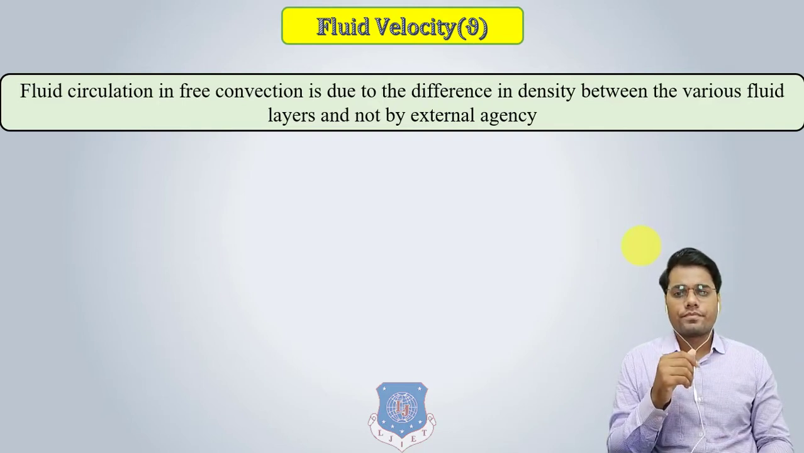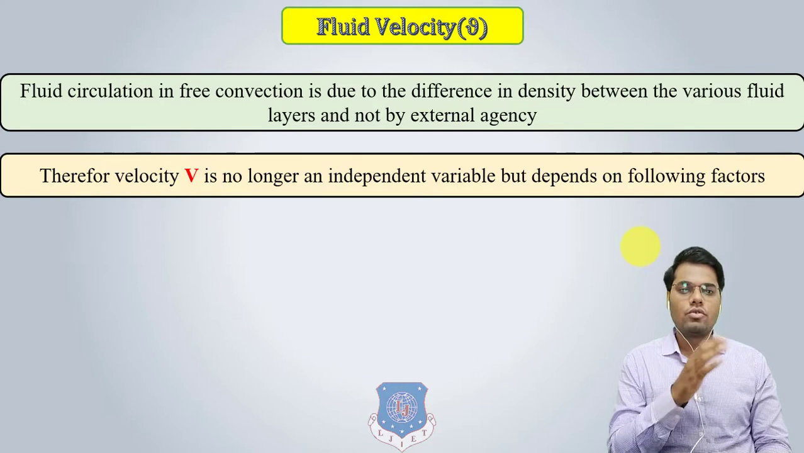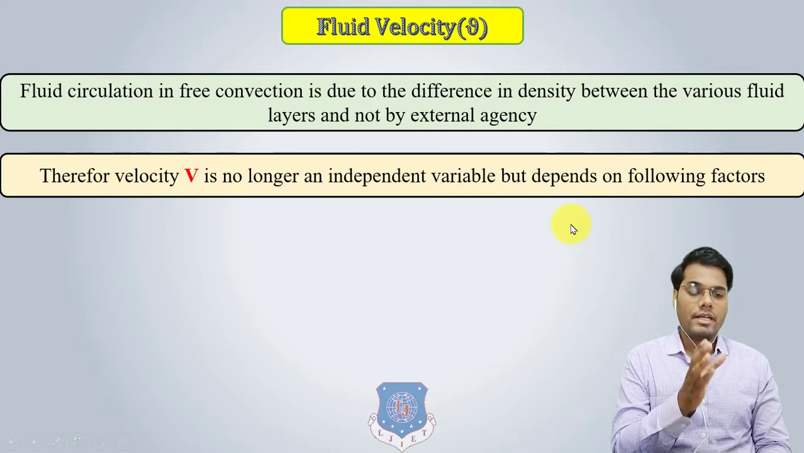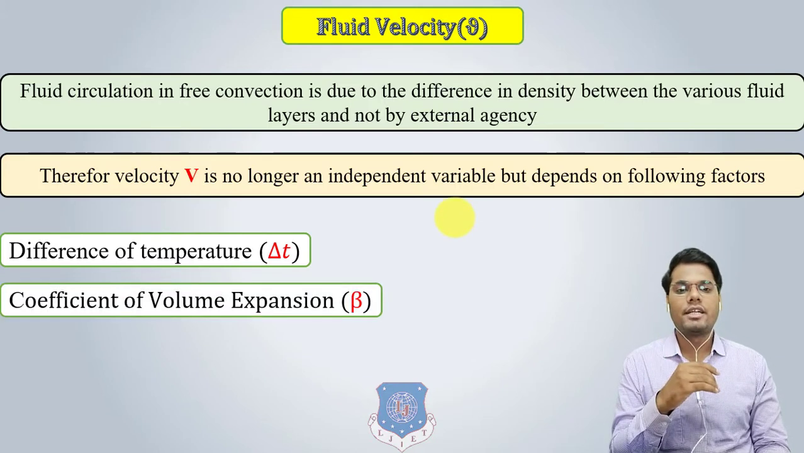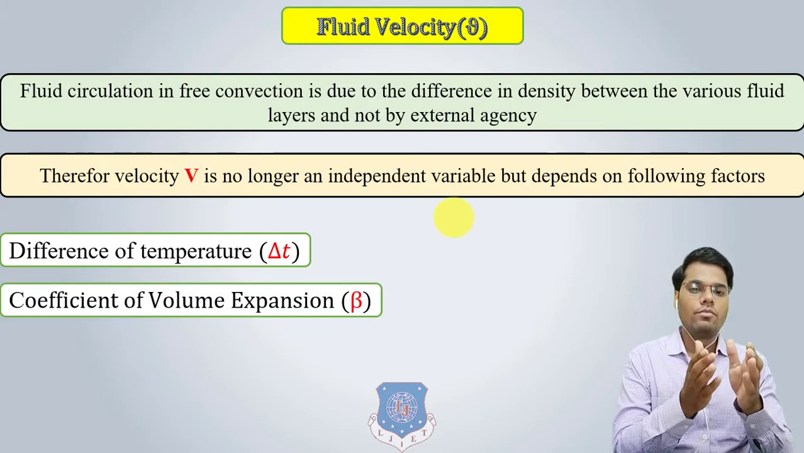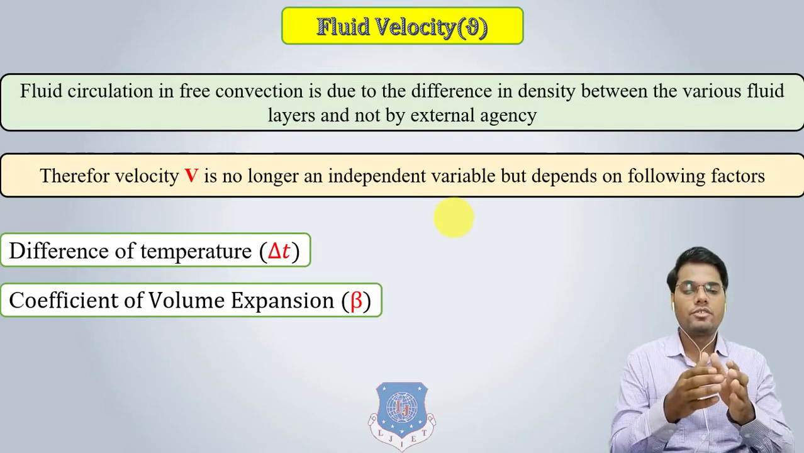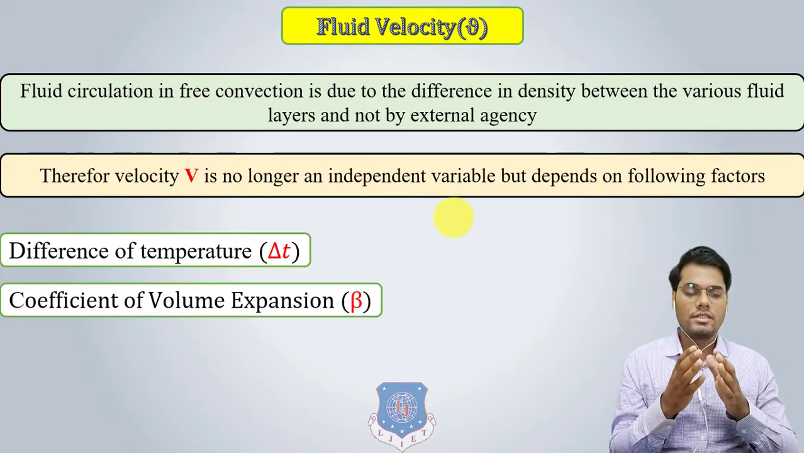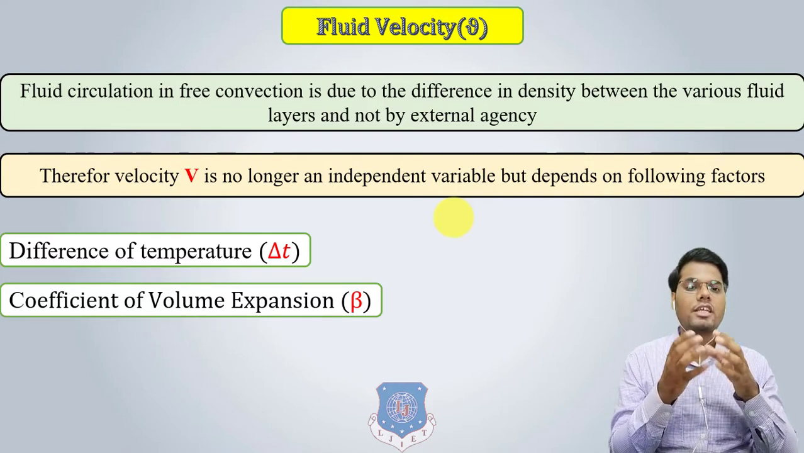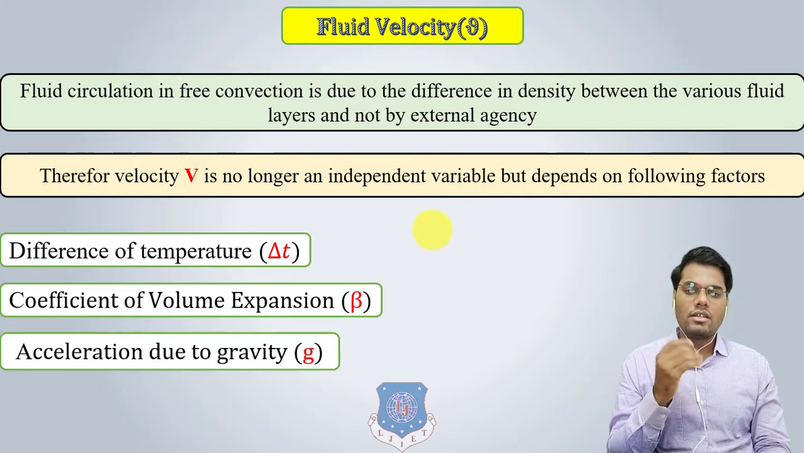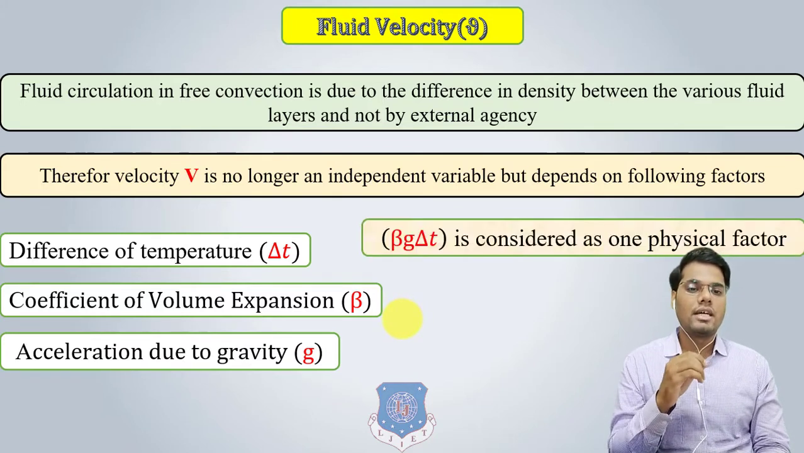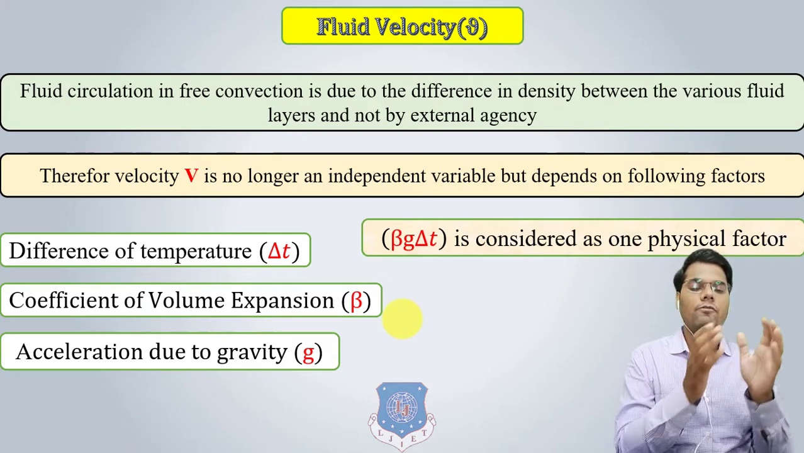So velocity V is no longer an independent variable, but it depends on the following factors. First is the temperature difference, which is denoted by delta T. Second is the coefficient of volume expansion, denoted by beta, which we have already studied in physics. This is the thermal coefficient of expansion, due to the volumetric expansion caused by the temperature difference. And the last one is the acceleration due to gravity, denoted by g. Now this beta g delta T is considered as one physical factor.